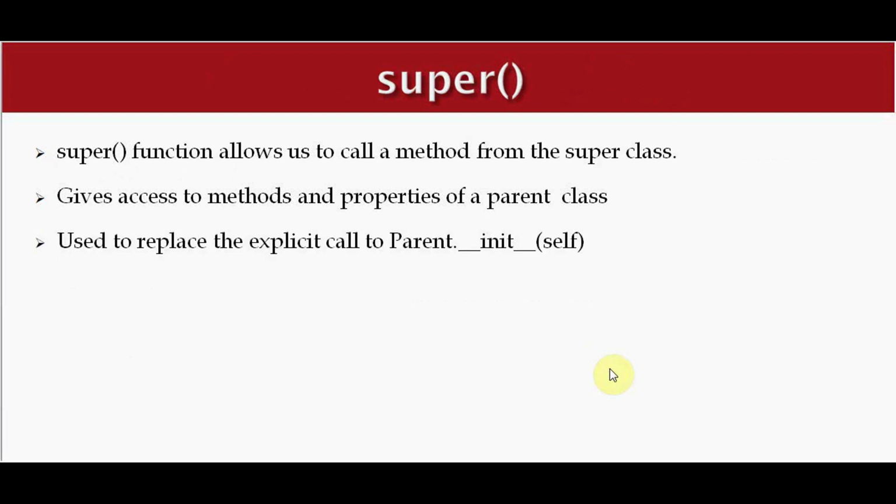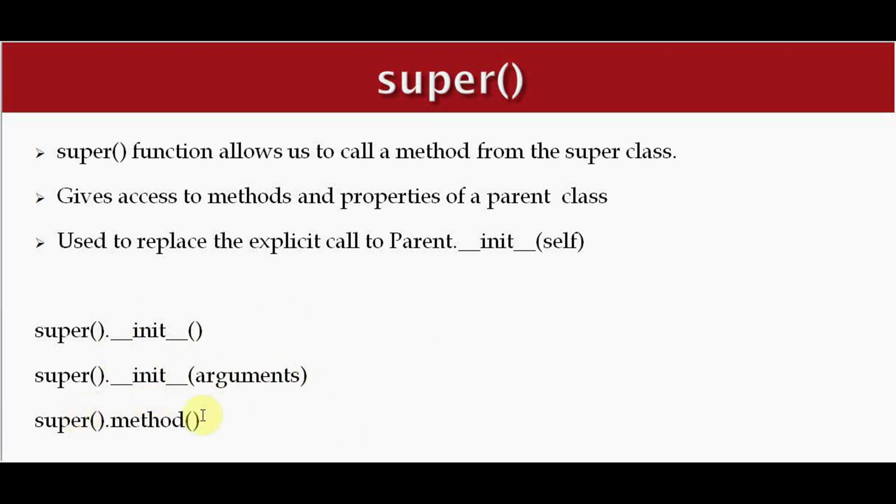There is another alternative for calling the parent class method, that is an explicit call to the parent class method, parent.init self. You can just call like this explicitly. So this super function is a replacement for that explicit call. We can call the constructor of the superclass using this syntax, super.init. We need not give the self parameter. If the init function has any other arguments, those also can be mentioned here. This also works for any other method, not only for the constructor; for a method also the super function can be used.